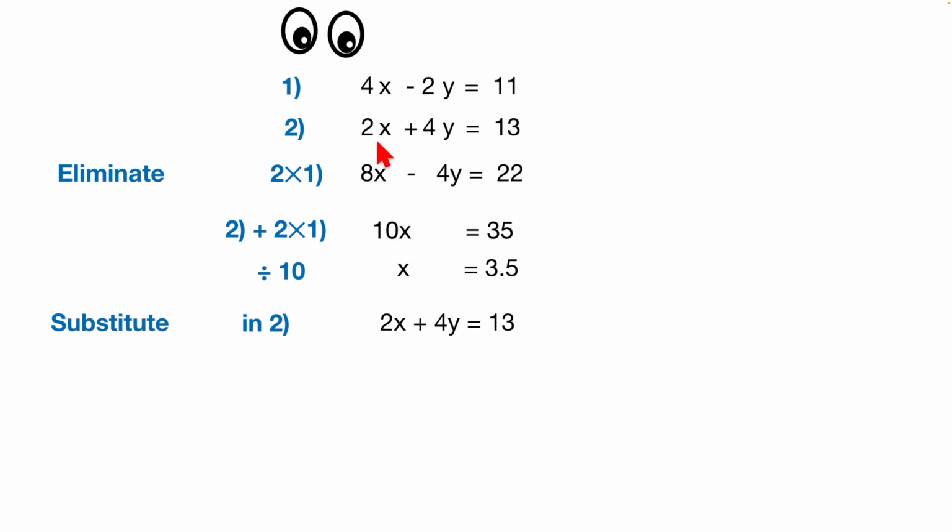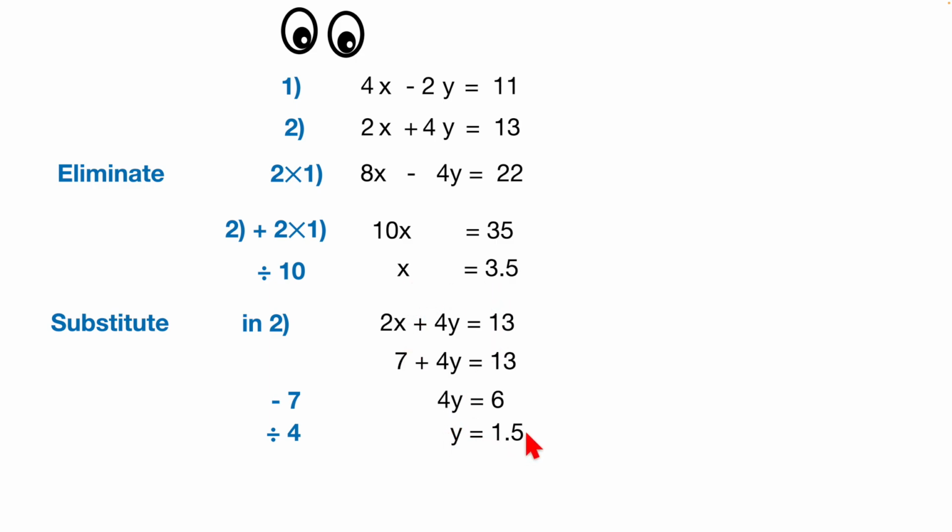So I've got 2x plus 4y equals 13. I know what x is. So 2x is equal to 7, plus 4y equals 13. I subtract the 7 from both sides. 4y equals 6. And I divide by 4. y equals 1.5. Use your calculator if you need to. You'll probably have one for this question. So there's my answer. x equals 3.5.